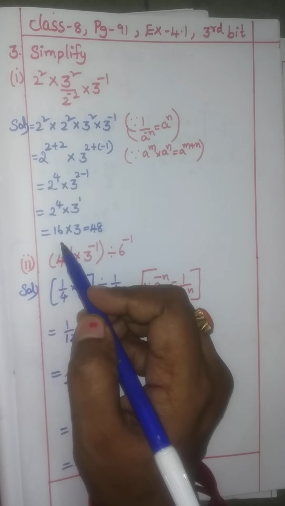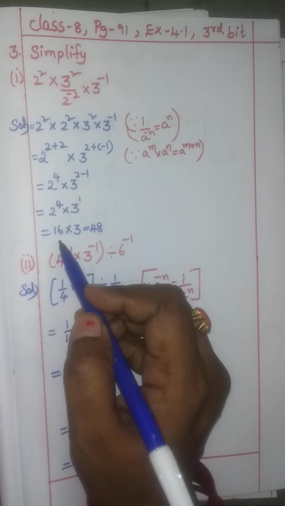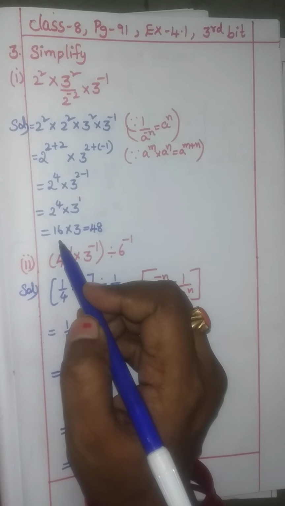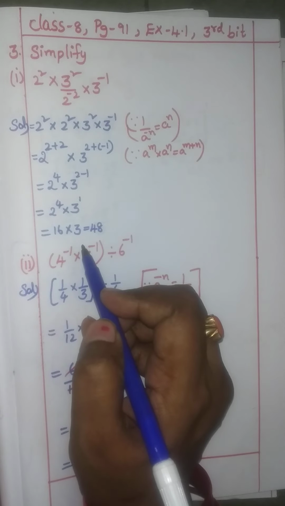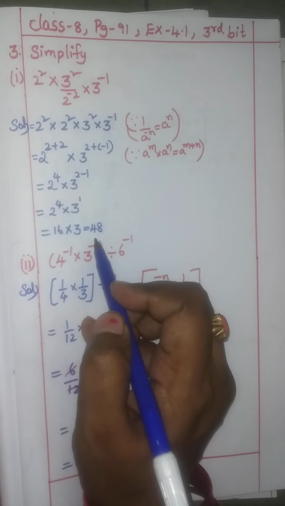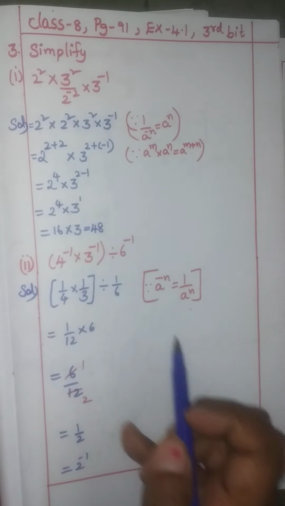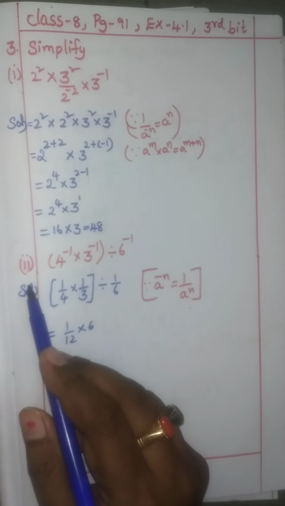2 power of 4 equals how much? 16. 2 multiplied 4 times, we get answer 16. Into 3 power of 1, nothing but 3. Equals how much? 48. Let us see second problem.